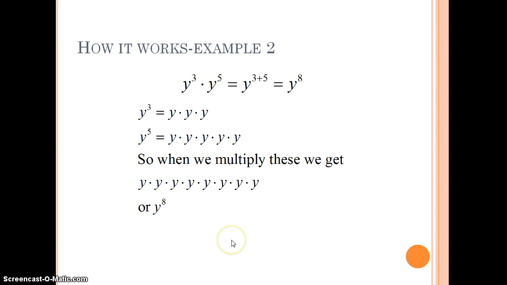Example 2 works the same way. Y to the 3rd power equals y times y times y. Y to the 5th power is y times y times y times y times y. I know I sound like a broken record. I feel like one too. We finally get, when we put them all together, 1, 2, 3, 4, 5, 6, 7, 8 y's multiplied together, or y to the 8th power. See how much simpler it is just to add the exponents rather than to string them out or expand it.